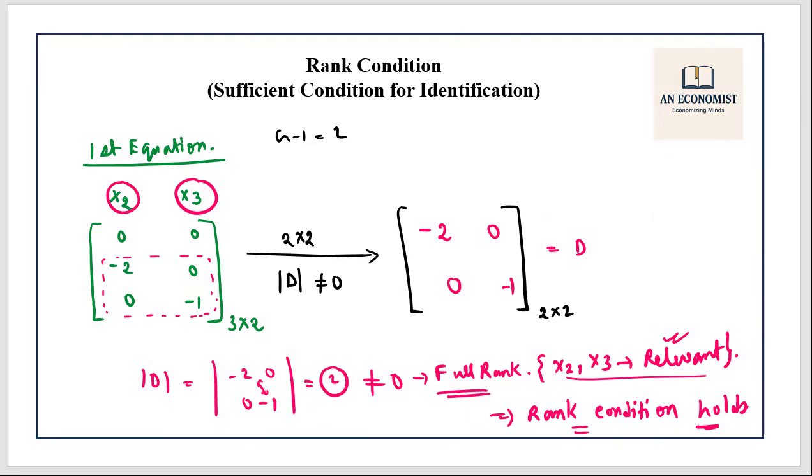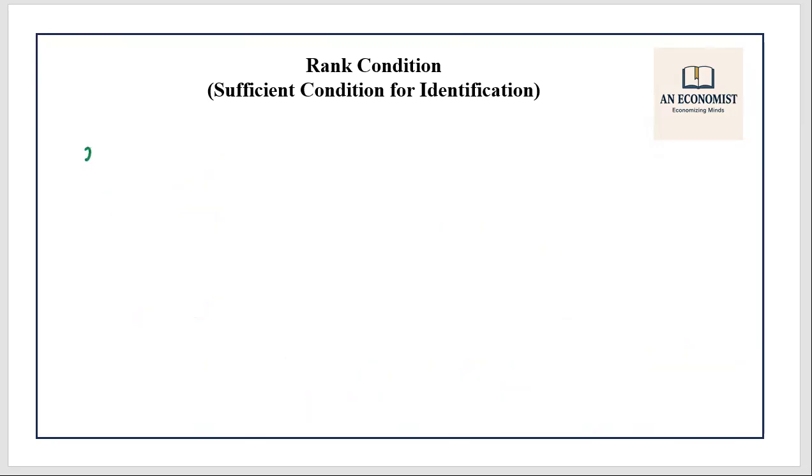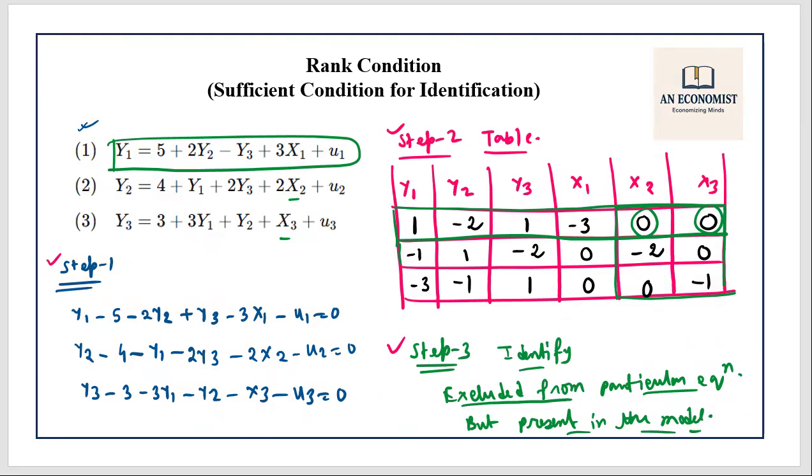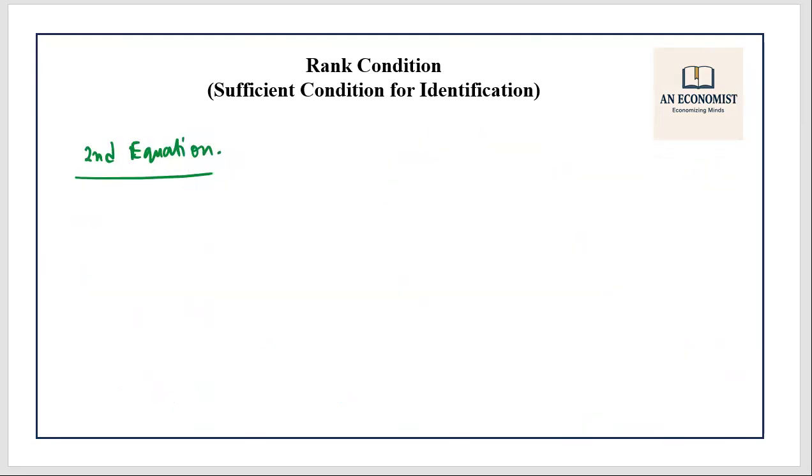So for example, let me show you another equation. Let me go into the second equation and see. And the third equation, I will give you as homework that you will do in your free time. For the second equation, we'll follow the same steps. Now we are considering the second row. Where do we find the zero? This is a zero and this is a zero. So now we'll work with x1 and x3. x1 and x3 are two important instruments for the second equation.